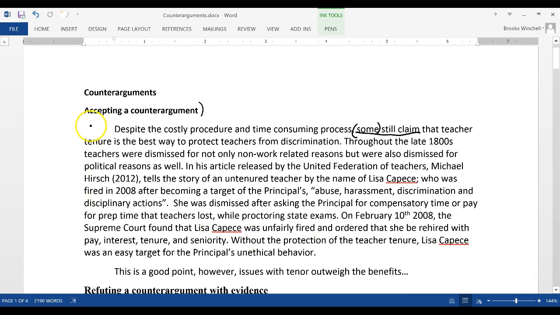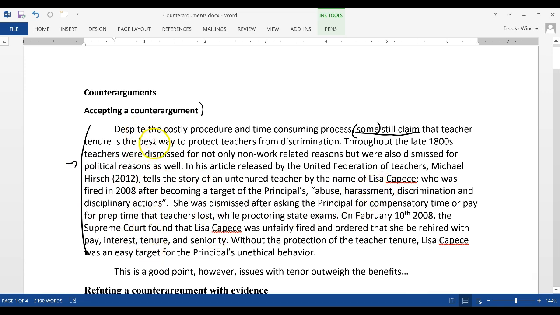Without the protection of teacher tenure, Lisa Caprice was an easy target for the principal's unethical behavior. So here's an argument that goes against this person's idea, which is that there are problems with teacher tenure. But here's an argument that says teacher tenure can be a good thing, and Hirsch gives us this example of how teacher tenure helped this woman, Lisa Caprice, to keep her job.